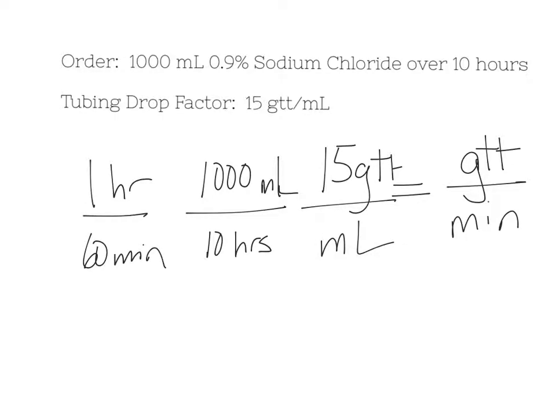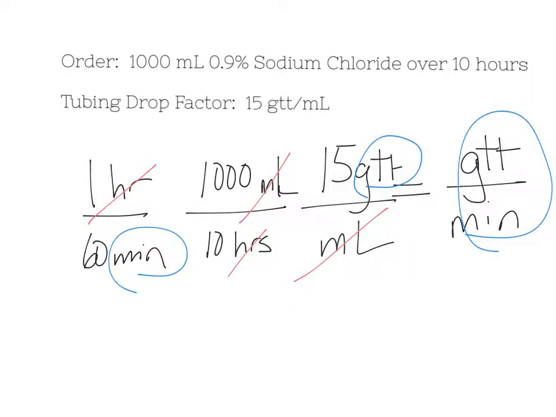Now, if we set this up correctly, everything but our drops per minute will cancel out. So hours cancels, mLs cancels. We don't need them, they're gone. What we're left with is drops per minute, which is what we have in our answer. Okay, so now that we know that we set it up correctly, we just multiply across, and what you end up with is 15,000. Sorry for the sloppy handwriting. My stylus is really not that correct.